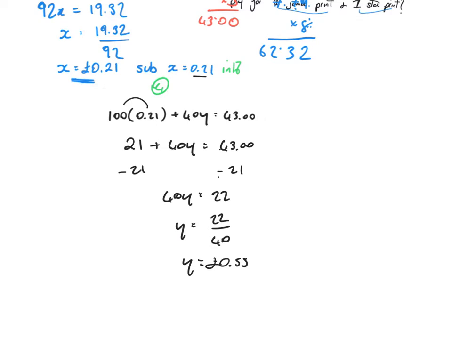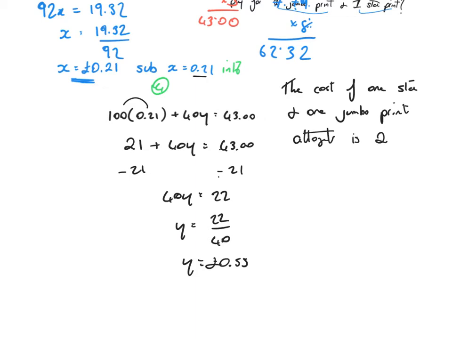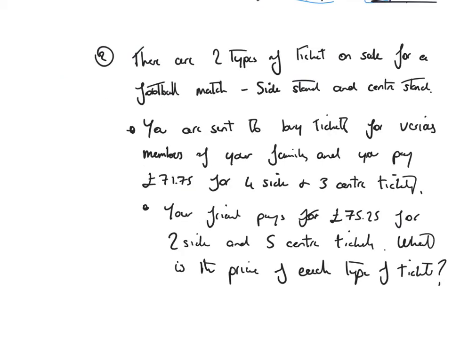Okay, so the cost of one standard and one jumbo print altogether is 21 pence plus 55 pence, 76 pence. Final answer. Okay, let's try a second example.